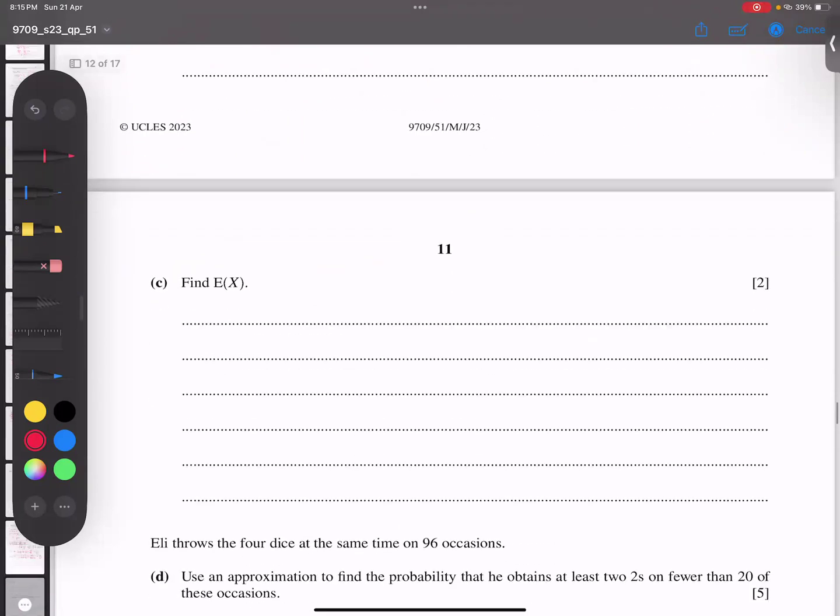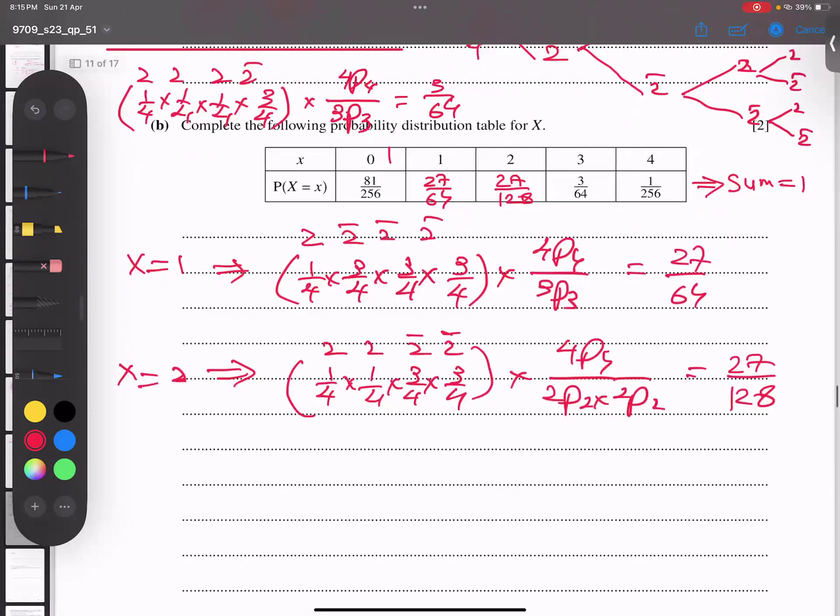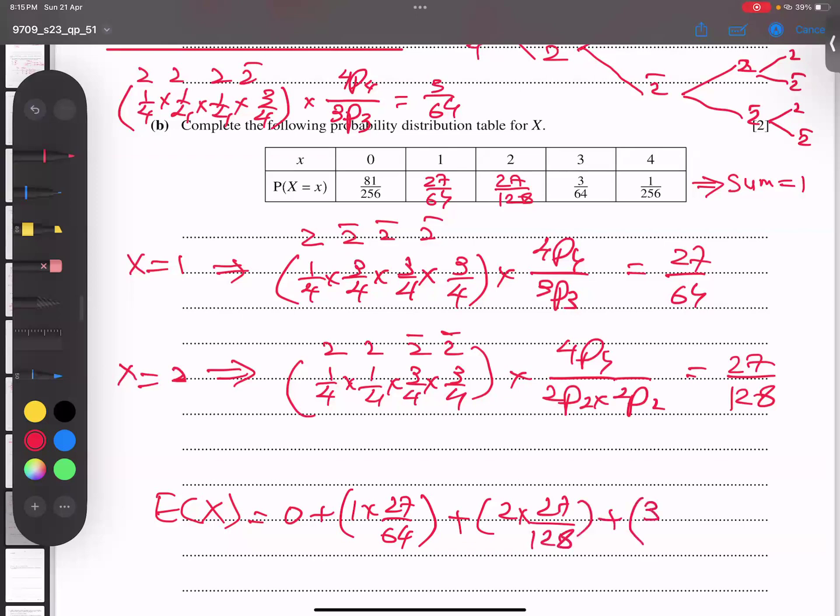Okay, let's go for the mean. What is the mean, students? Multiply and add them all. I'm finding it here. To save time, first I'm not multiplying because it's 0. Second is 1 times 27 over 64. Next is 2 times 27 over 128. Third is 3 times 3 over 64. And fourth is 4 times 1 over 256.